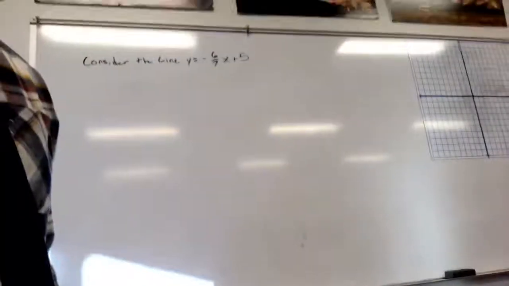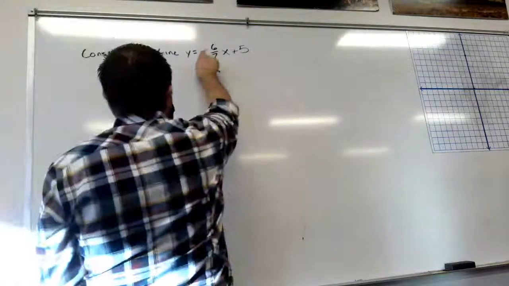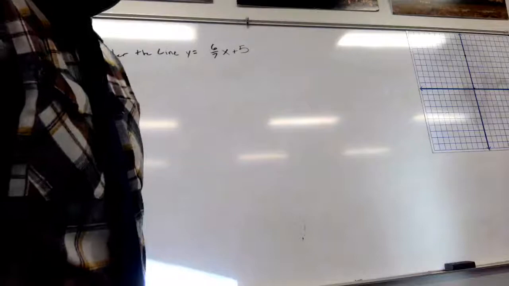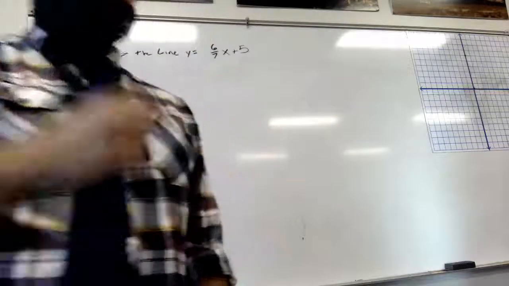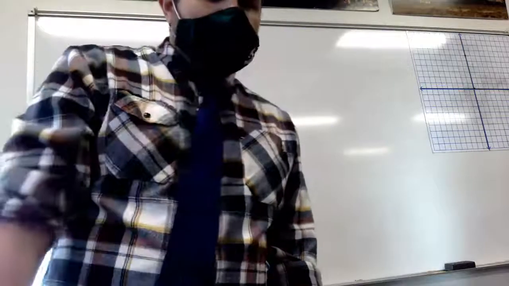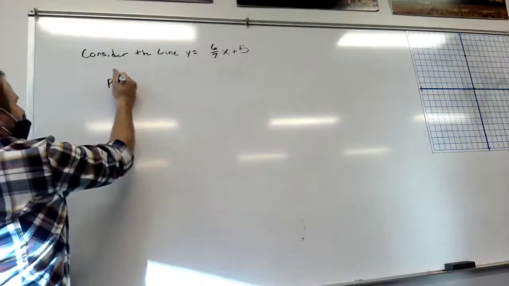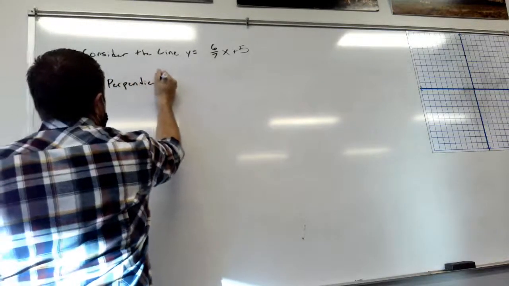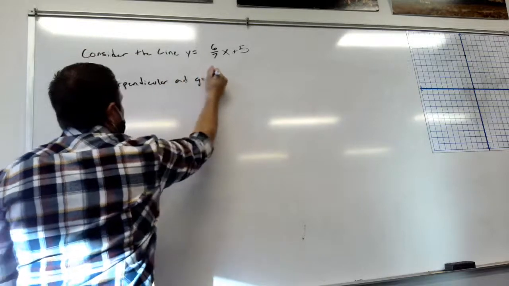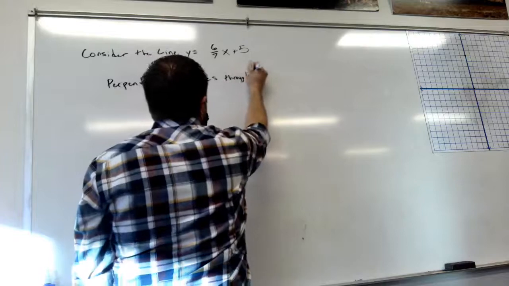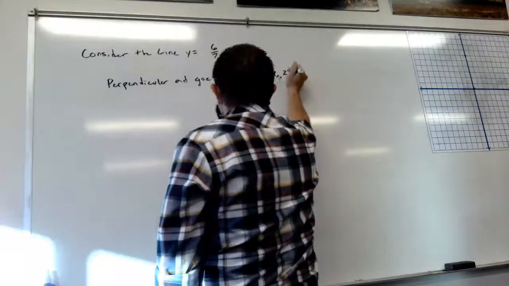So, if we get this equation, consider the line y equals, let's make it a positive, positive 6/7 x plus 5. And then it will say, find an equation of a line that is perpendicular and goes through negative 6, negative 2. Should we make it a negative 2? Of course we should. This is a negative.